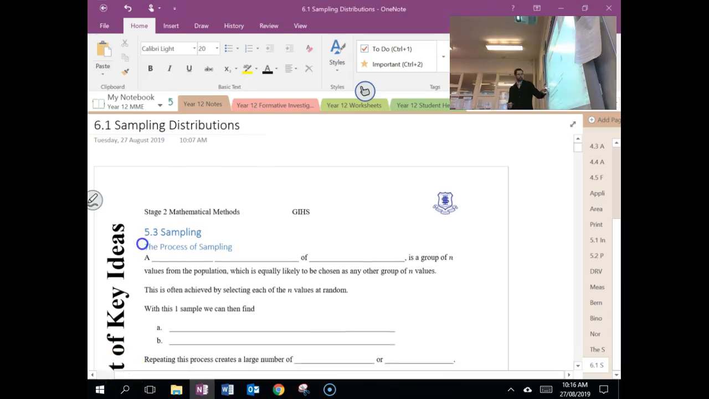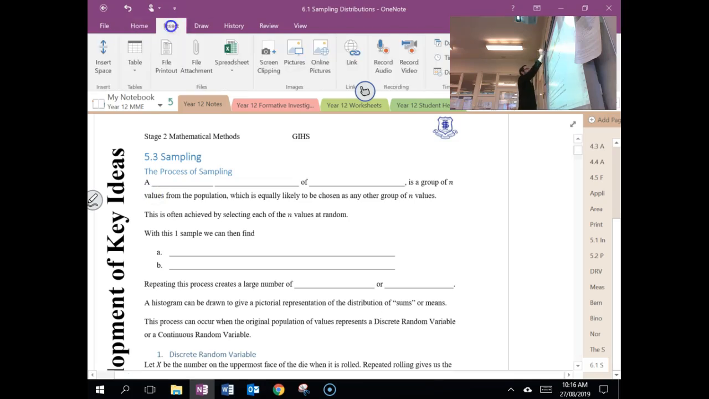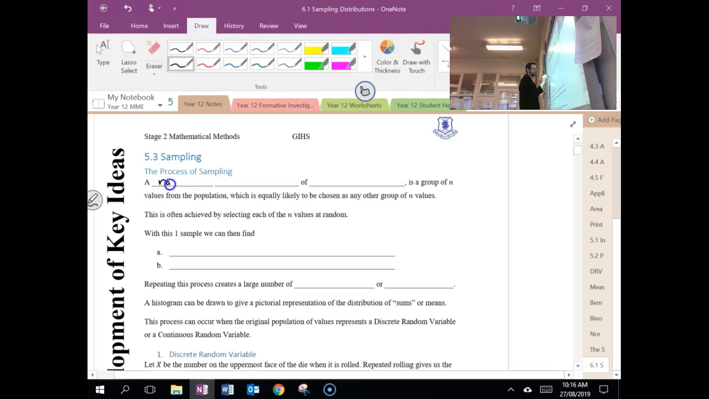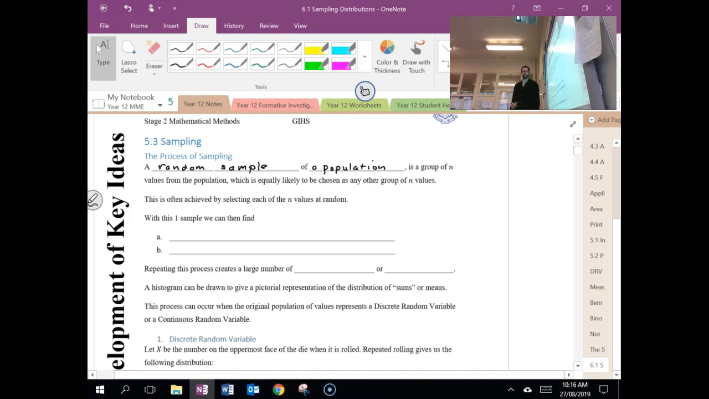So what we're looking at now is the idea of random samples. So let's start with the definition that a random sample of a population is a group of n values from the population which is equally likely to be chosen as any other group of n values. In other words, the sample that we get is totally random.